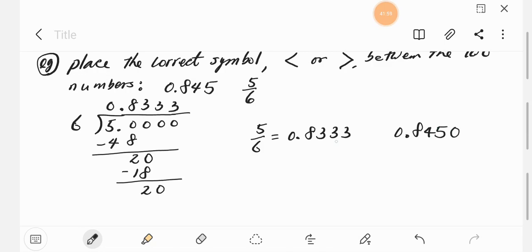So let's compare each digit. This is 8, right? And this is 3, and this is 4. 4 is greater than 3. So the decimal number is greater. So the decimal number 0.845 is greater than the fraction. Can you see it?